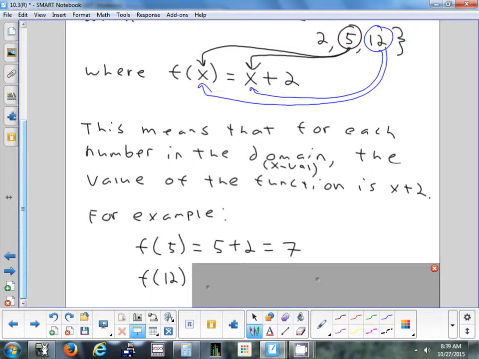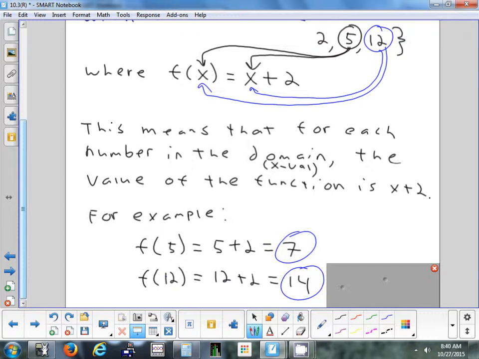So now I don't have f of x, I have f of 12. And Alex, how would I get f of 12? What would the formula on the right be? 12 plus 2. Yeah, it would be 12 plus 2. And that would equal 14. All right, so there's my answer.